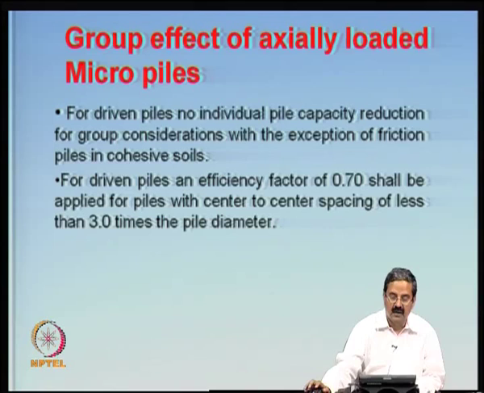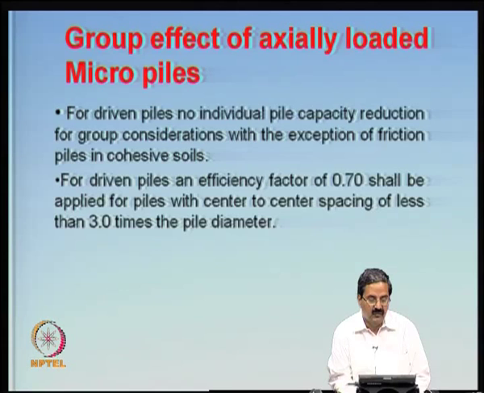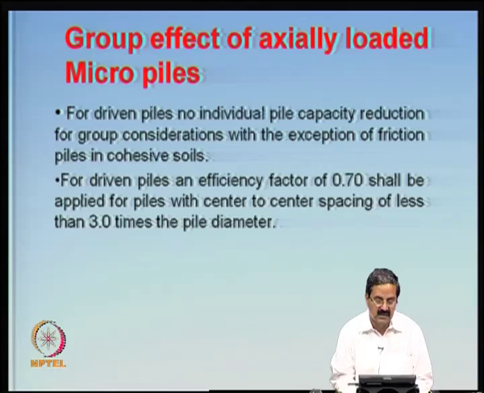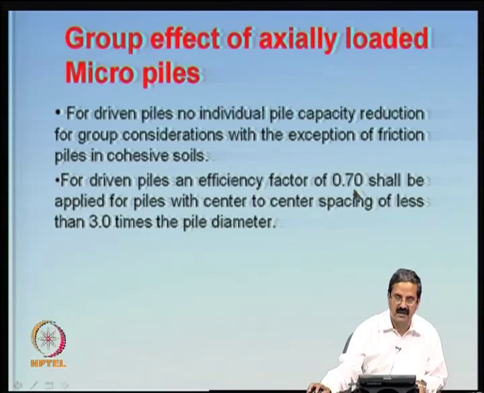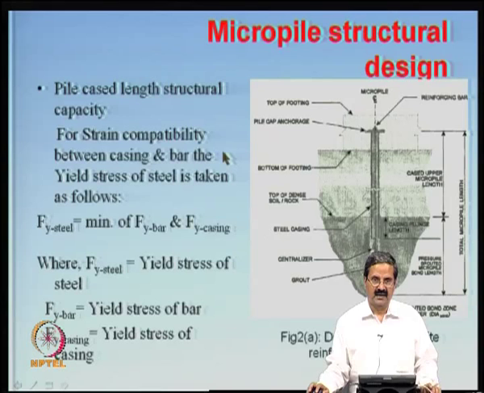Normally we try to put them in the form of a group of piles, and for driven piles there is no individual capacity reduction for group considerations, with the exception of friction piles in cohesive soils. When we consider group action, we use an efficiency factor of 0.7. We do not assume that it is fully 1, we use an efficiency factor of 0.7, similar to pile design, when the center to center spacing is less than 3 times the pile diameter. Essentially, when they are too close, we take this reduction, otherwise it is not necessary. So that is from geotechnical considerations, where you try to get the shaft resistance as well as the bearing resistance based on pile soil interaction. Some design procedures we have.